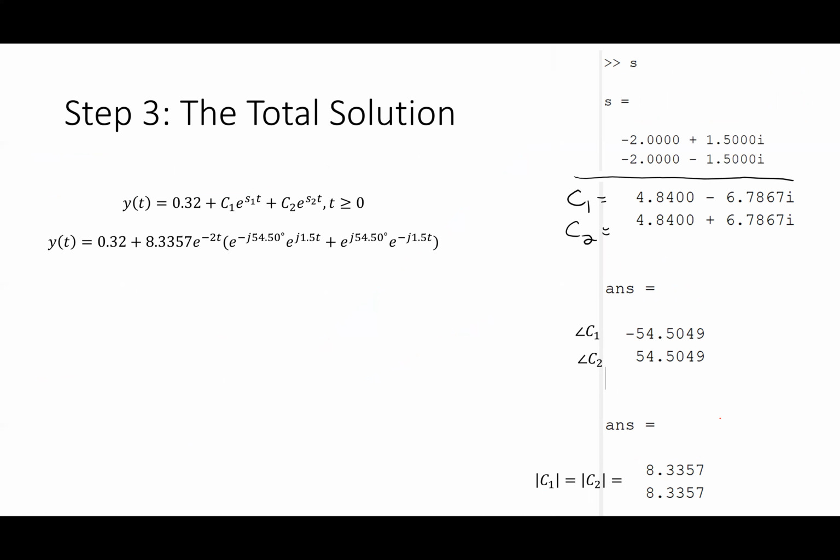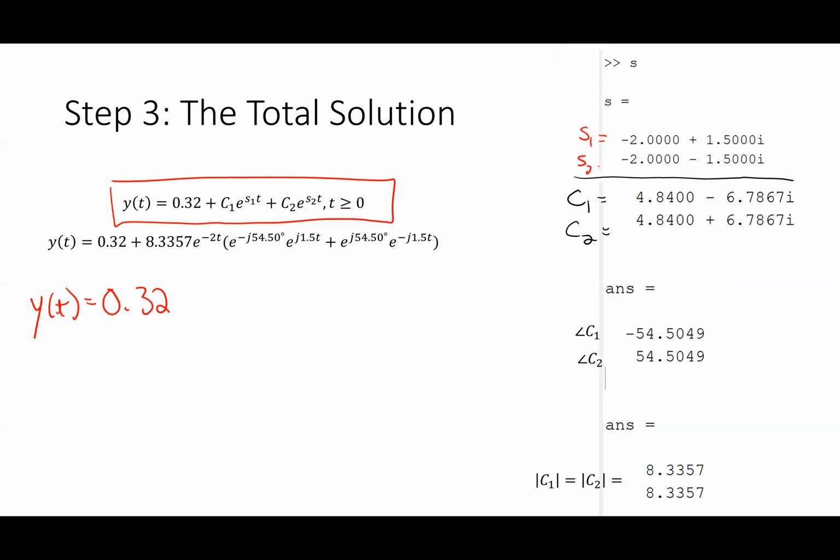So what I end up with, if I go through and I take my C1 and my C2 and put those together, my original y of t was 0.32 plus this. All right, that's what I got. If I take the C1 and C2, and let's be super clear, this is S1 and this is S2. If I plug those in, I'm going to say plus C1 e to the S1 t. So that's e to the negative 2t times e to the j1.5t, plus C2 e to the negative 2t times e to the negative j1.5t. Okay. All I did was plug in S1 and S2 right there.